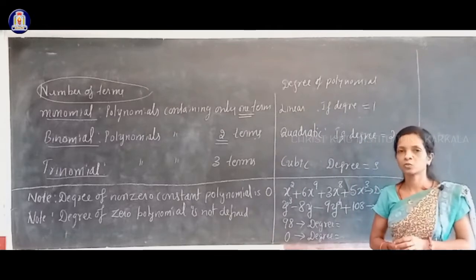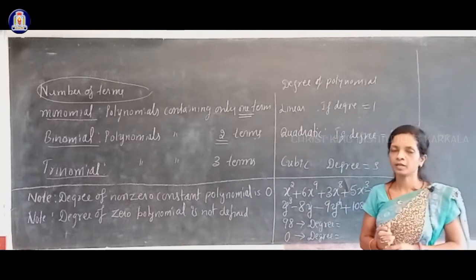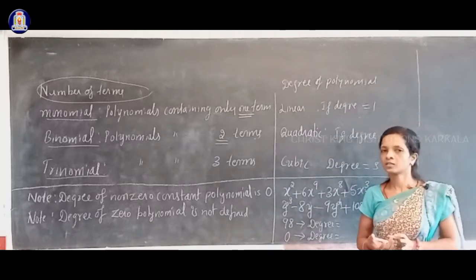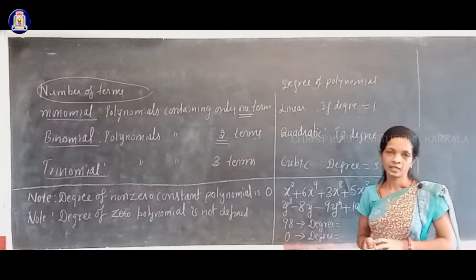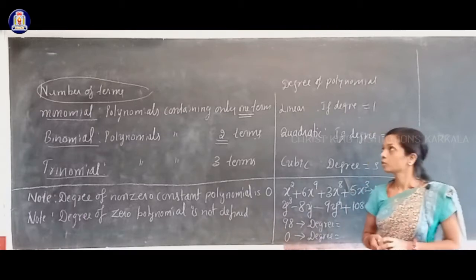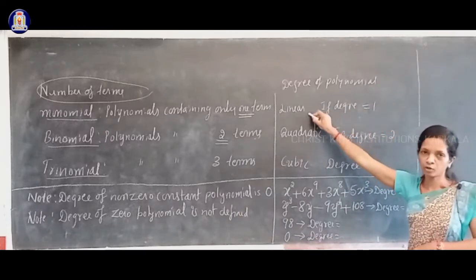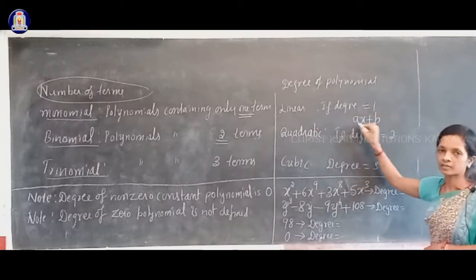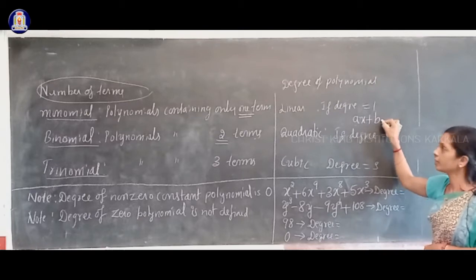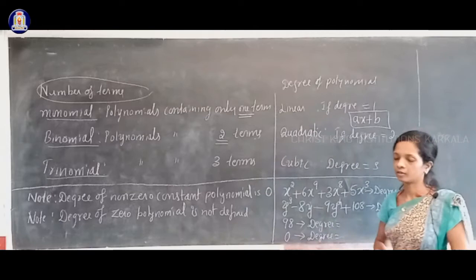What does the degree of a polynomial mean? To find the degree of a polynomial, you have to see the highest power of the variable. Sometimes you have variable x, sometimes variable y, variable z, like that. You have to see the highest power of that variable present in the polynomial. That is called the degree of the polynomial. So if the highest power of the variable is 1, then that is called a linear polynomial. The standard form of a linear polynomial is ax plus b, where a and b are constants.